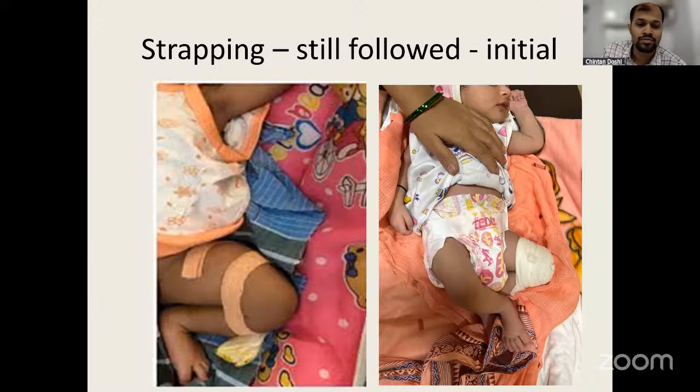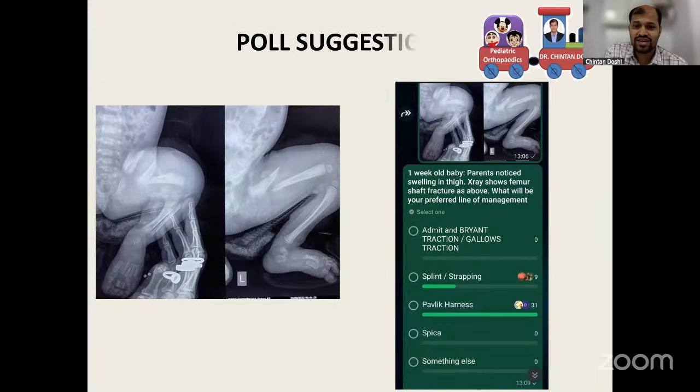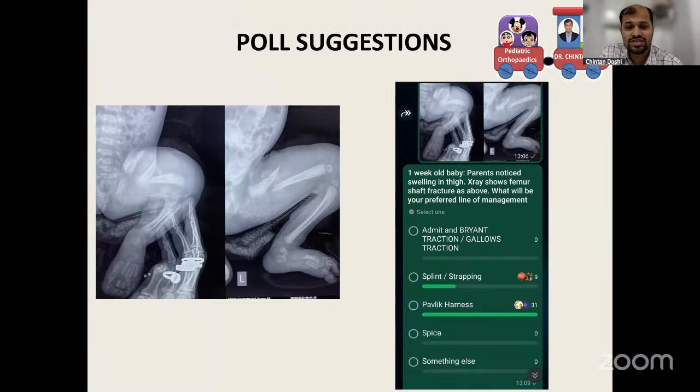So we had this poll opinion since yesterday, and we got these suggestions from most of you as Pavlik harness. However, some of us also thought splinting and strapping can be done. Definitely, Pavlik harness is not universally available, but because of e-commerce and online availability, you can now get it very easily in 2 to 3 days if you order it online, and if you don't have a good orthotist who makes it in your city or in your periphery.